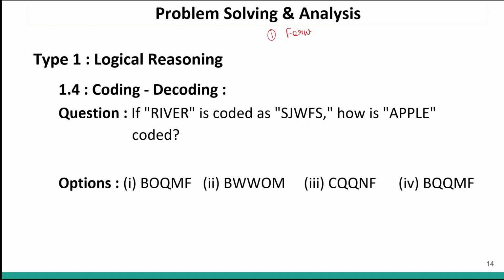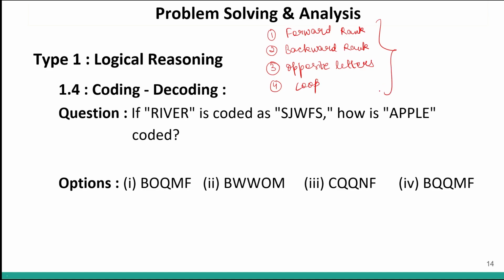The first was forward rank. The second was backward rank. The third was opposite letters. And the fourth was loop. So we discussed all these four logics in detail when we discussed coding and decoding. So we'll use the same logic.